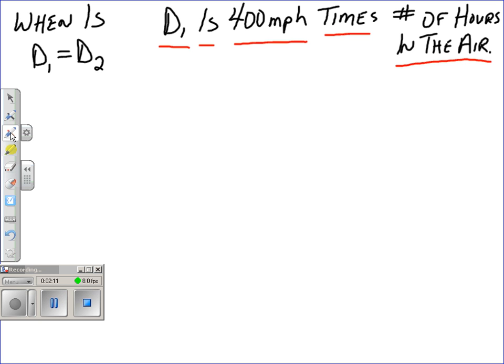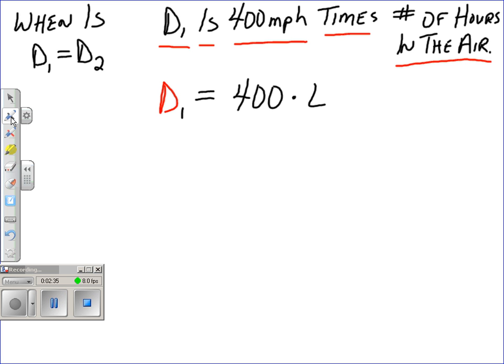We can abbreviate that and say distance, whoops, let's go to the black ink. Distance covered by plane 1 is, almost always means equals, 400 miles per hour, I'll leave the MPH off, times, now what are we going to call the number of hours that it spent in the air? Well, I'm thinking number of hours, that's time. So we're talking about a measure of time.